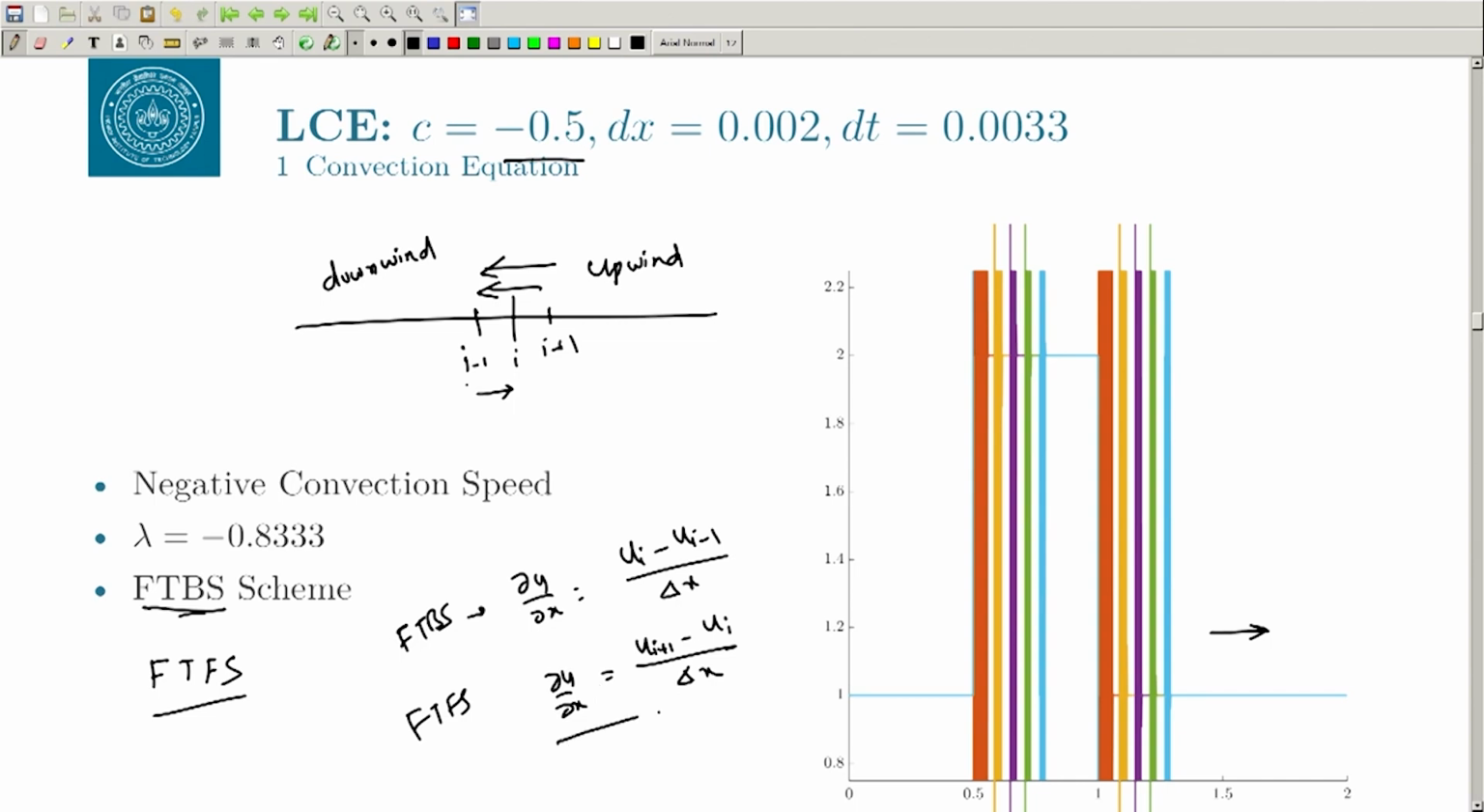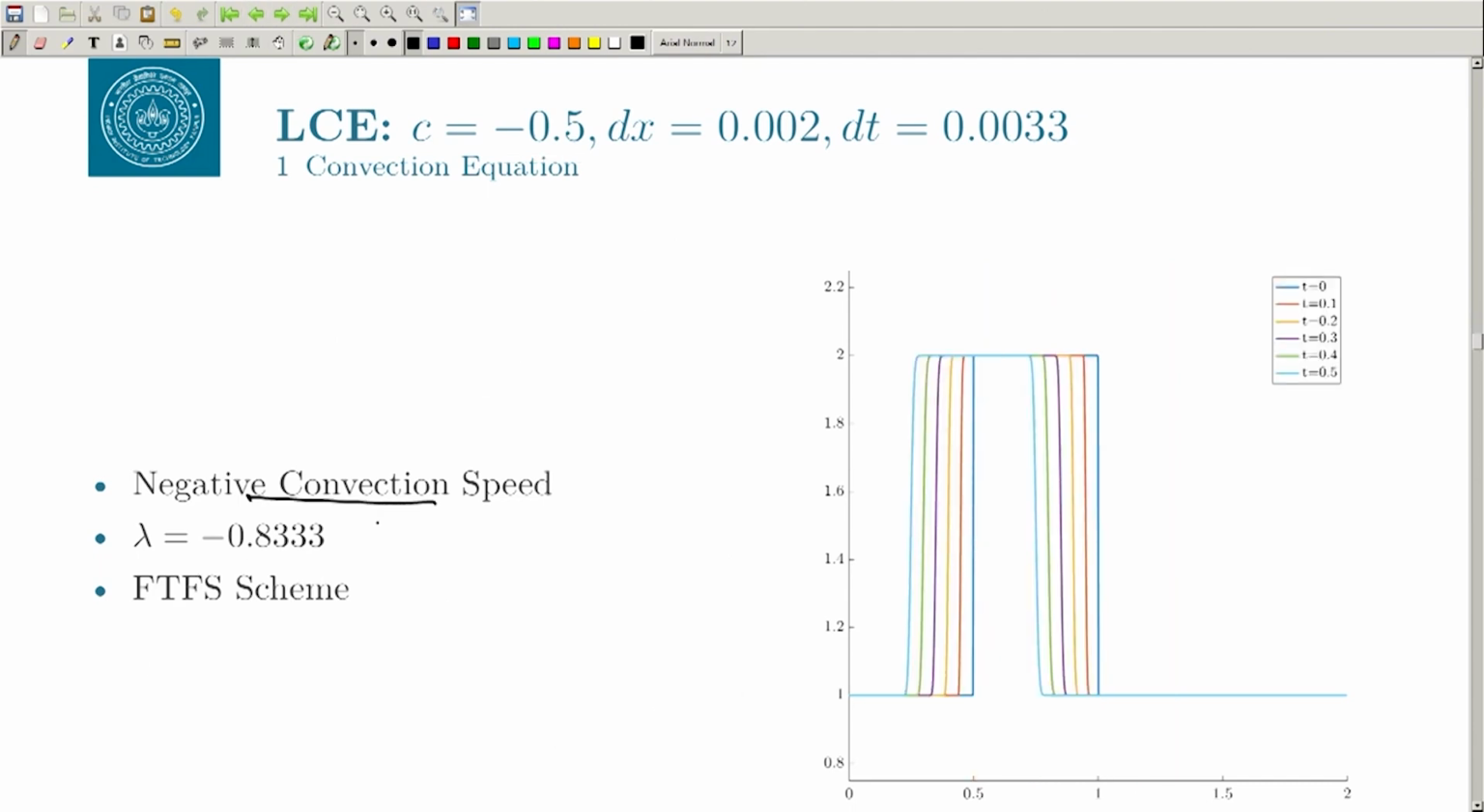Okay. So, once you do that, we just change to the negative convection speed, but we are using FTFS, forward in time and forward in space, and you can see that now it is travelling on the left side. So, this is your 0 solution, and then it is travelling on the left side because the convection speed is negative. To honor the negative convection speed, we had to change our scheme.